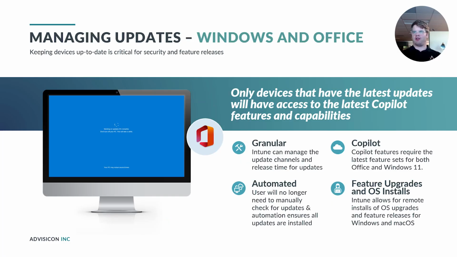Along with that, you can manage Windows updates to make sure your devices are up to date and running the latest version of Windows or Microsoft Office. These updates are granular. You can manage the update channels, whether you get insider updates, beta updates, or current channel updates. It is recommended to always stay on current channel for production devices. These device updates can be automated. The user will no longer need to manually check for updates or restart their device. You can have Intune do that.